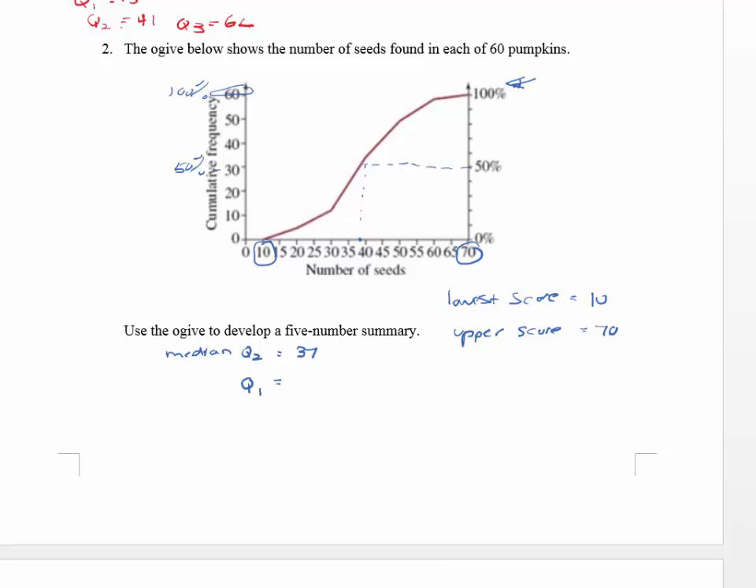So remember Q1 is 25% of the scores, and let's have a look at the scale. They're going 10, 20, 30, 40, 50. So 10, 20 is here, so 25 must be halfway. So once again, you would use your ruler.